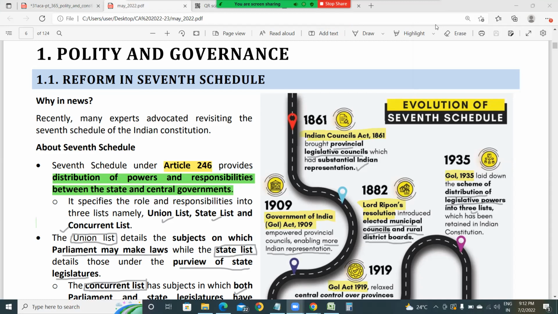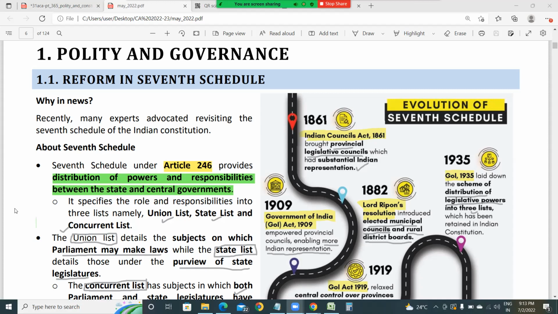I, Sakshi Kilawat, am back. And this time we are going to discuss current affairs issues from the month of May 2022. In this section, we are going to discuss polity and governance issues. And the very first topic is reform in seventh schedule. It was in news because many experts advocated revisiting the seventh schedule of the Indian Constitution. Let's see about the seventh schedule.